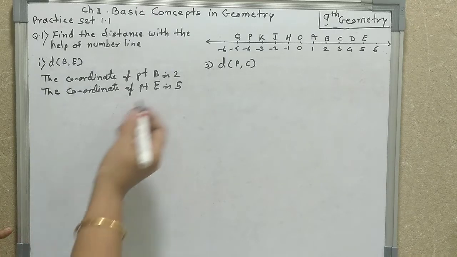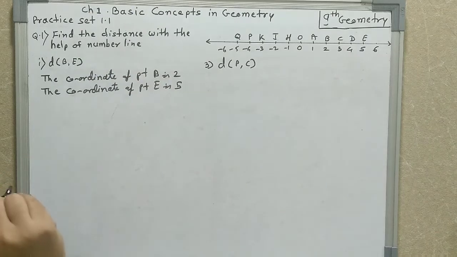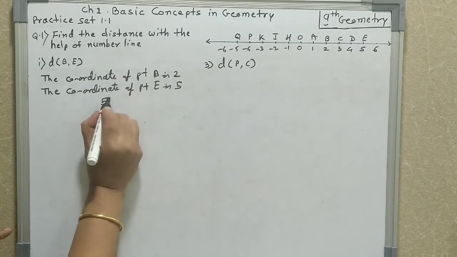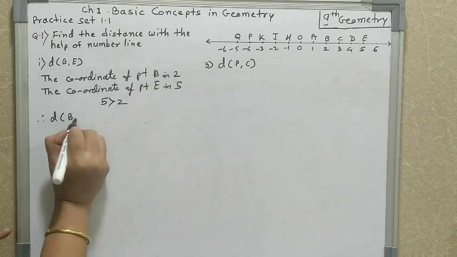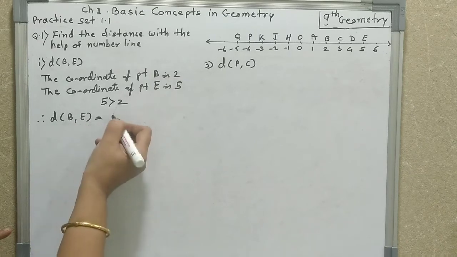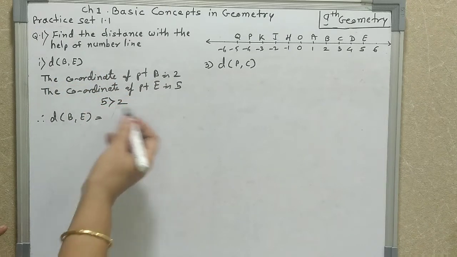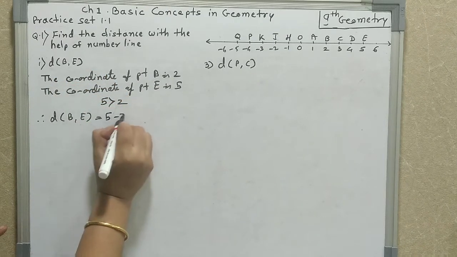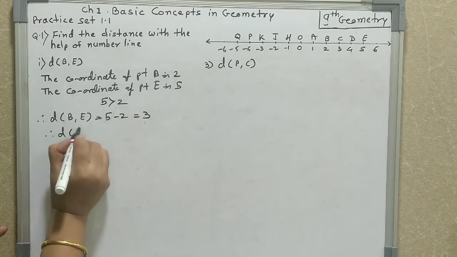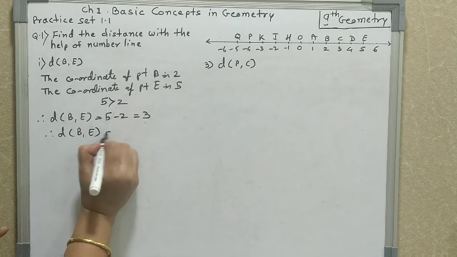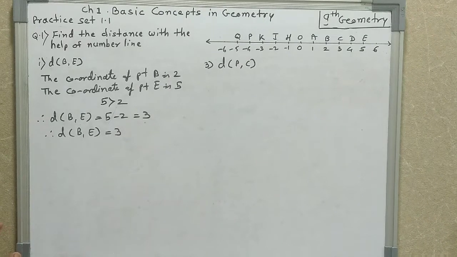Now we find the distance. Of these numbers, which is the greater number? 5 is greater than 2. Therefore, for the distance between B and E, we subtract the smaller number from the greater number. So 5 minus 2 is equal to 3. Therefore, the distance between B and E is 3. So a distance is always positive.